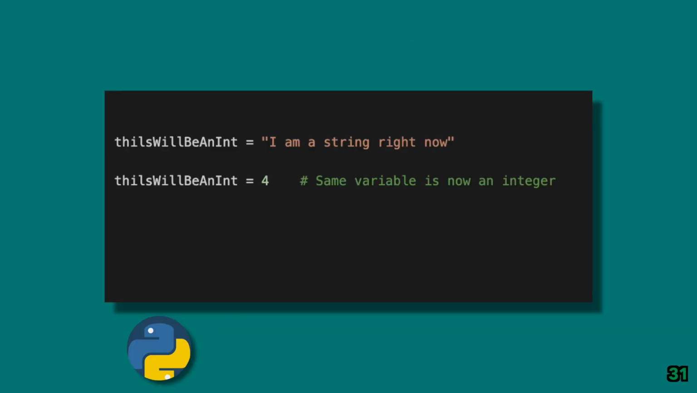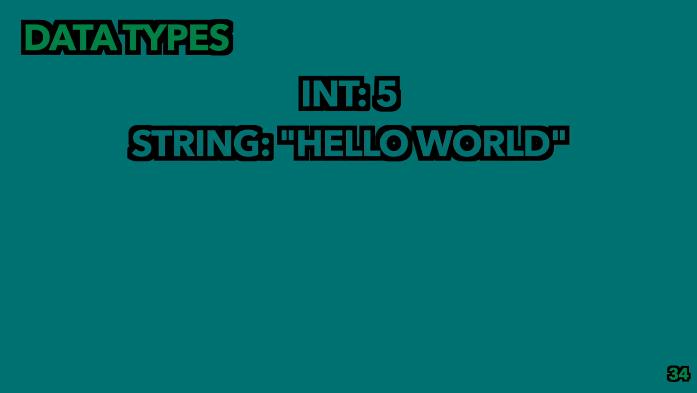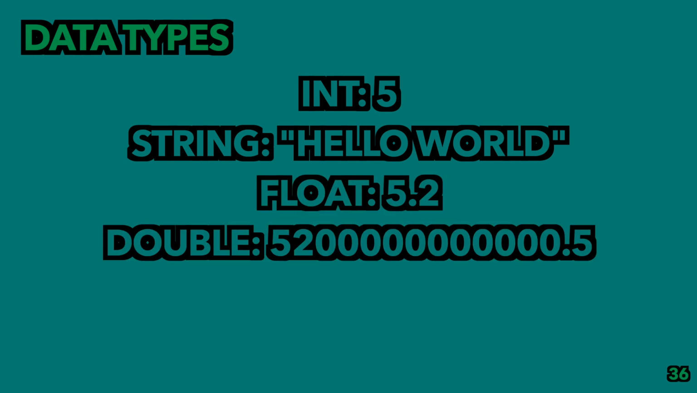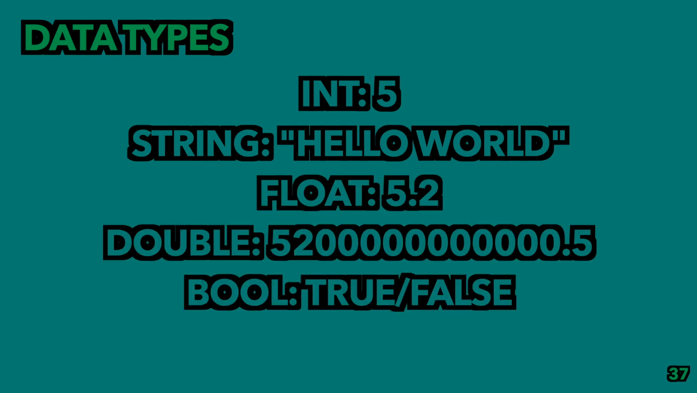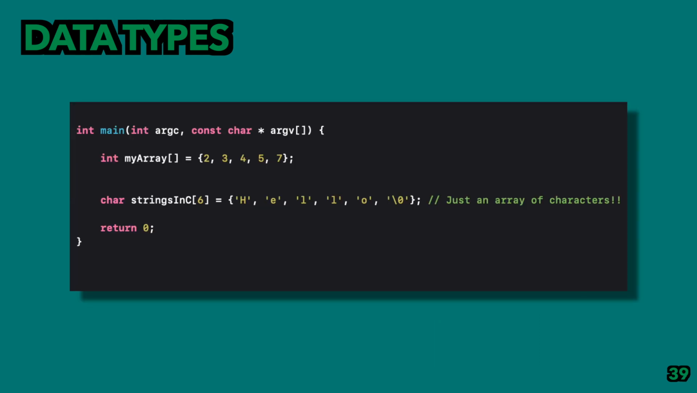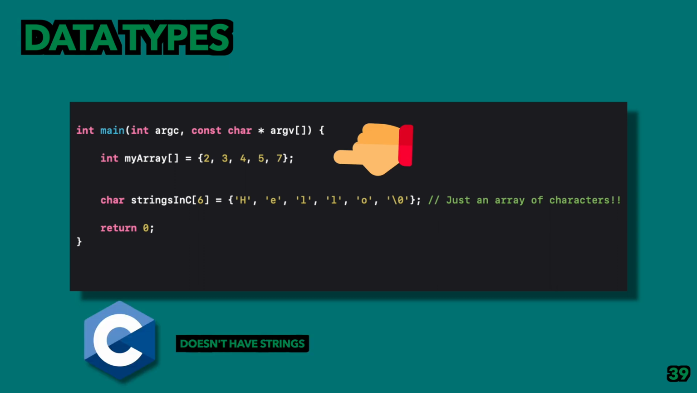In Python, you can convert one data type into another on the fly, such as by turning a string into an integer. An integer is a data type that holds a whole number, positive, negative, or zero. A string is a sequence of characters, such as hello world. Other data types include float, containing real numbers with a decimal, double, which are largely real numbers with a decimal, boolean, that can hold true or false, and characters or chars that hold a single character. Arrays, sometimes called lists, are a list of the same elements. Did you know that in C, strings aren't implemented and are instead created using an array of chars?